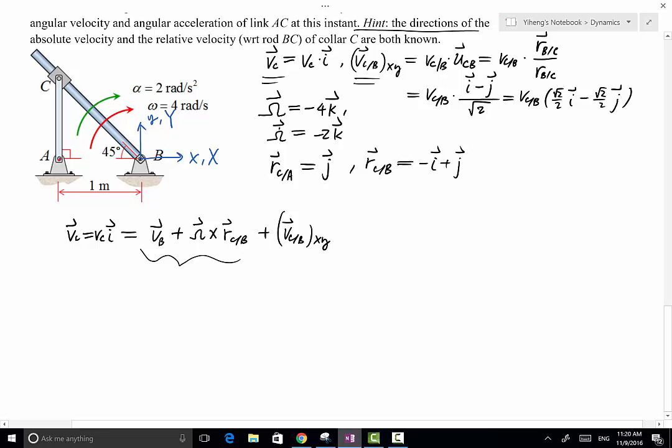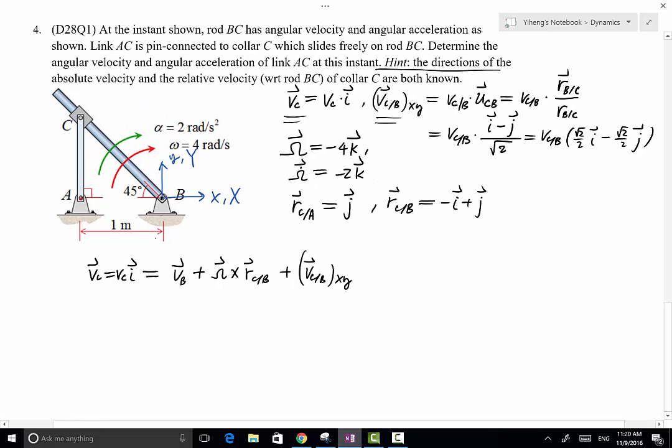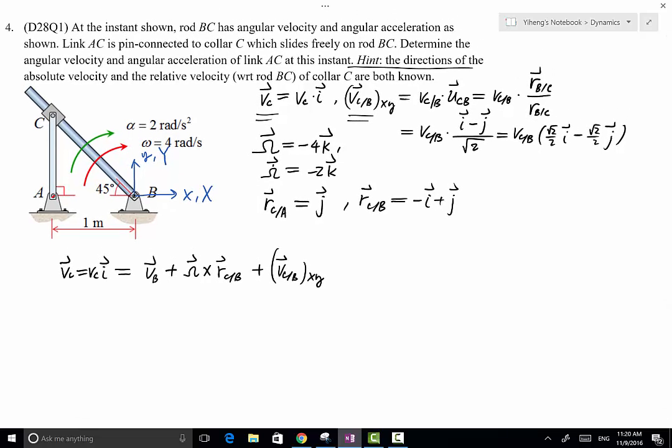This is how we determine VC if C also belongs to rigid body BC. However, in this case, C does not belong to rigid body BC. Therefore, we have this portion plus another portion, that's the relative velocity of C in the rotating coordinate system. So now VB equals 0 because point B is pinned, and then omega is negative 4k cross RCB, which is right here, negative i plus j.